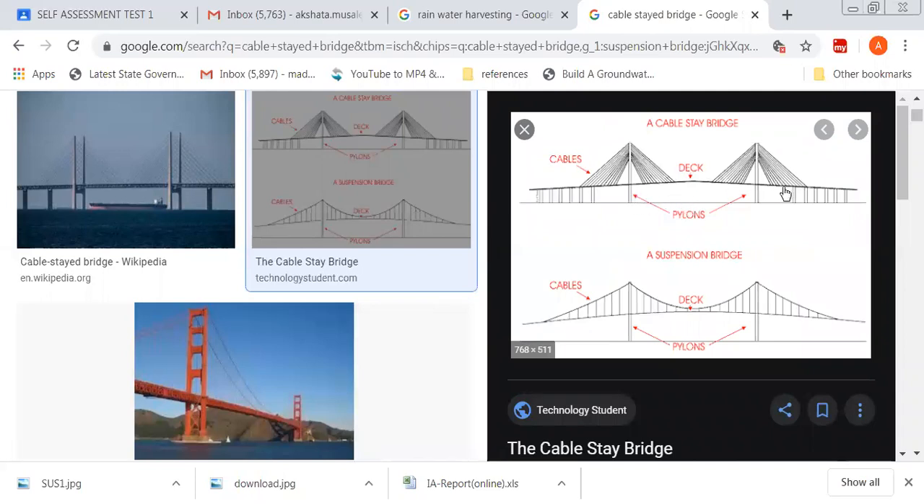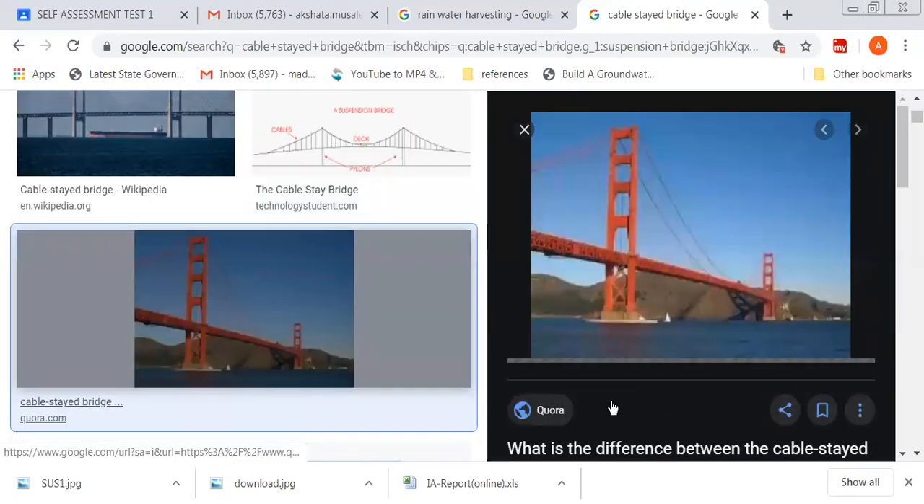Because they are long spanned, bending moment is maximum. So in order to control that bending moment, all the cables are tied like this. The load falling on this is in turn carried by this cable. So it is fixed at one end, pulled, tensioned, and fixed at the other end. This is called a cable stayed bridge, and this is called a suspension bridge.